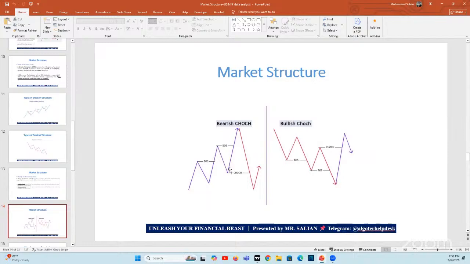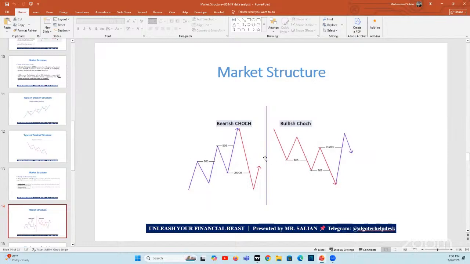Okay, you will always go in the last structure that broke this. Okay, you will see this later in the chart. In a bullish CHoCH, it's like that. It's a reverse. Okay, so it's going down and then it broke this low here, lower high here. Now it wants to go up.